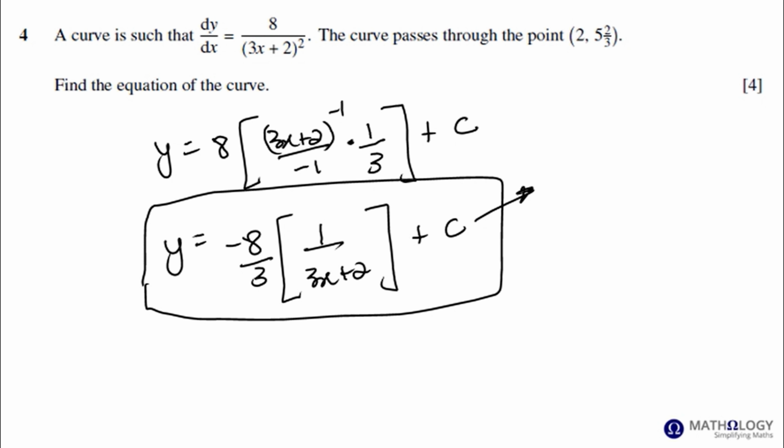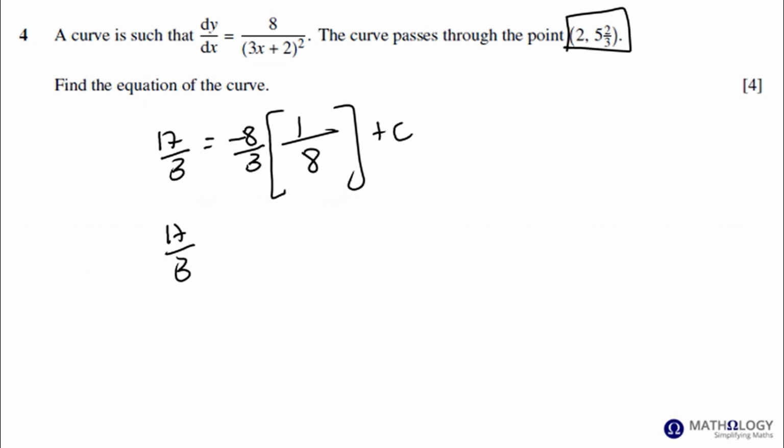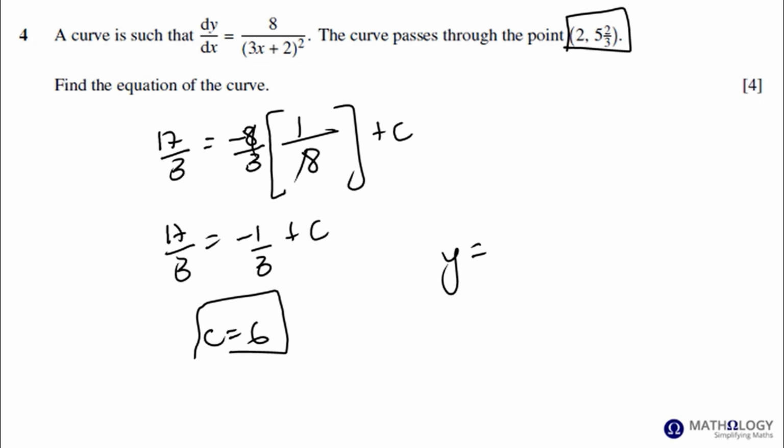We now need to find the value of the constant of integration. So we're going to substitute the point that lies on the curve. 17 over 3 equals minus 8 over 3 times 1 over (3 times 2 is 6, 6 plus 2 is 8) plus c. 17 over 3 equals minus a third plus c. c equals 18 over 3, which is 6. So the curve is y equals minus 8 over 3 times 1 over (3x plus 2) plus 6.